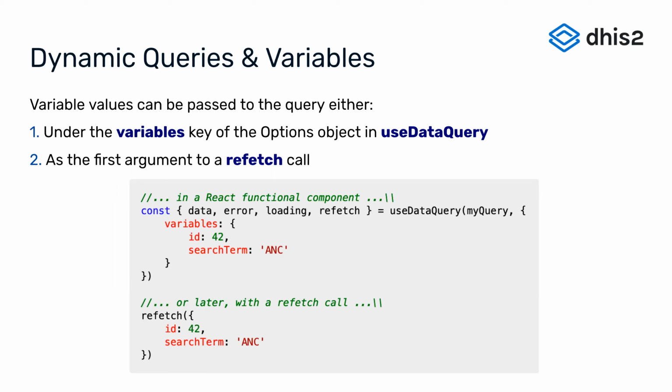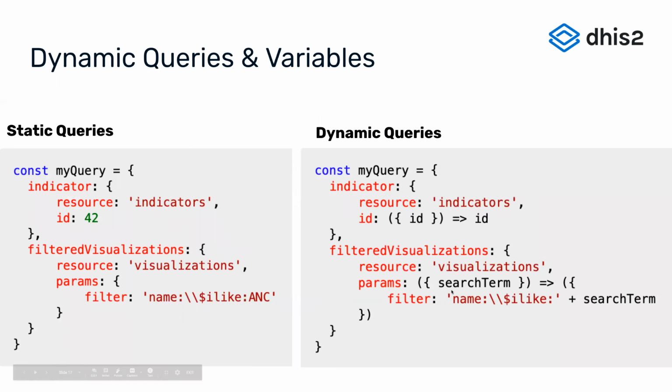His question was, if you use the lazy property of the use data query, which I'll cover in just a minute, do you need to pass initial values for the variables object? Technically, we don't enforce anything about that variables object. So even if you're not using a lazy query, you don't need to pass any variables to that function. The dynamic parts of your query will just be called with an empty object in that case. So search term would be undefined and ID would be undefined.